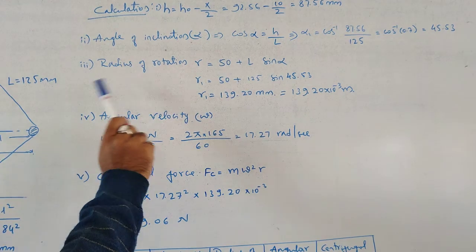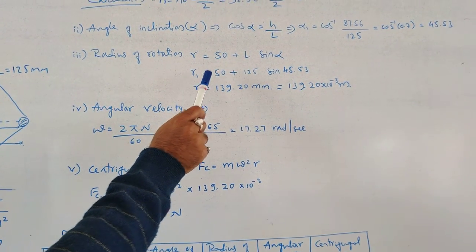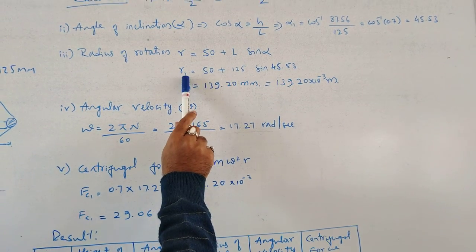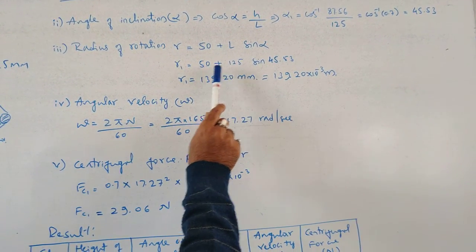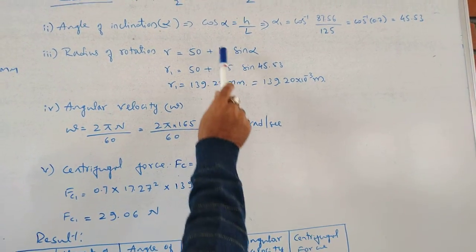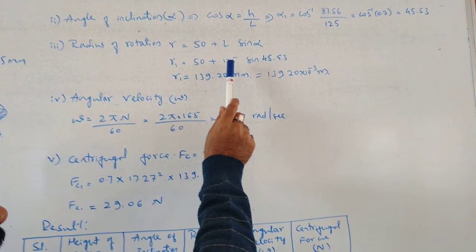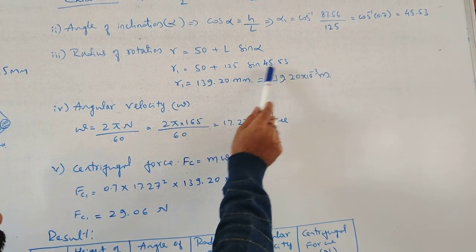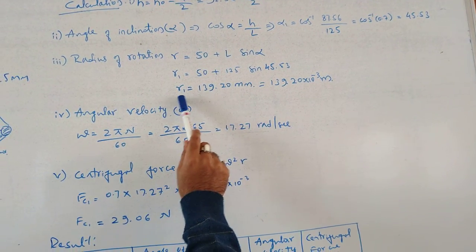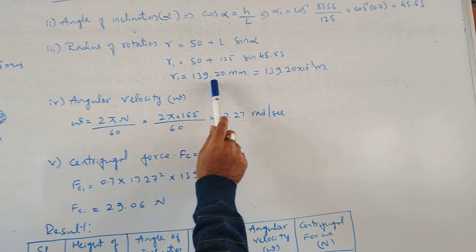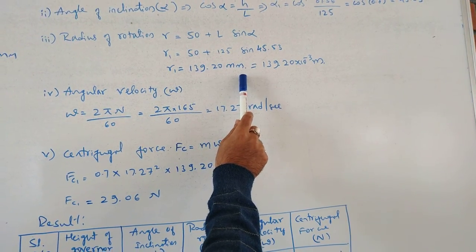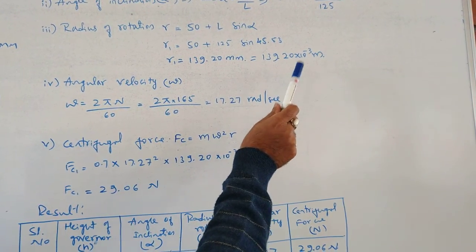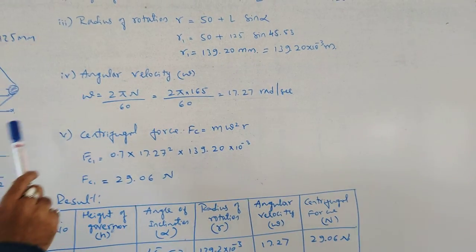Next we have the radius of rotation, which is given by r is equal to 50 plus L sin alpha. For the first reading, r1 is equal to 50 plus 125 sin of 45.53. So we get the radius of rotation r1 as 139.20 mm. Converting into meters, it is 139.20 into 10 raised to minus 3 meter.